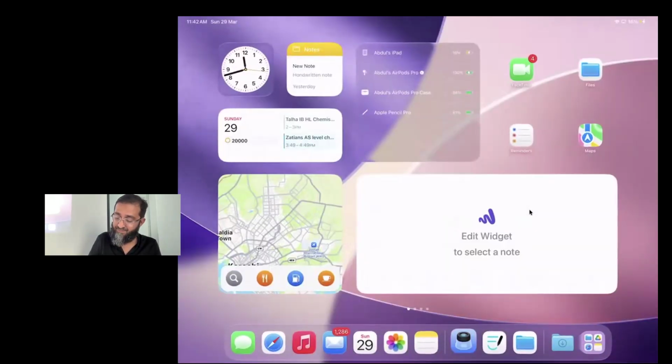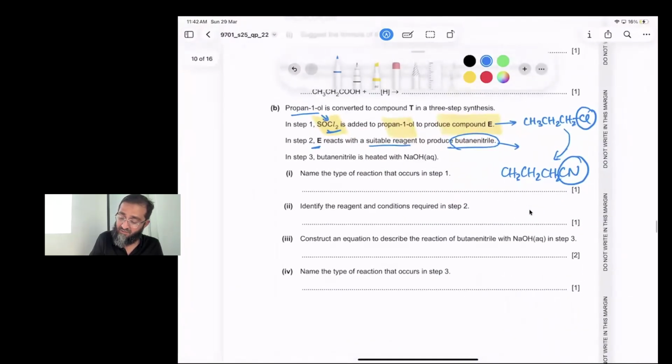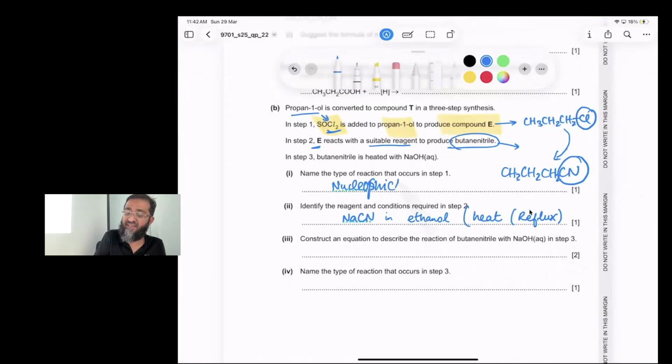In this reaction, identify the reagent and condition. The reagent was NaCN in ethanol and heat under reflux. Now over here, that is a nucleophilic substitution. That's what we have discussed. Actually, both of the reactions are nucleophilic substitution. Reaction 1 and reaction 2 both are, right?